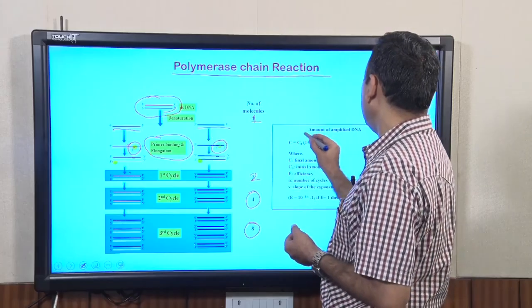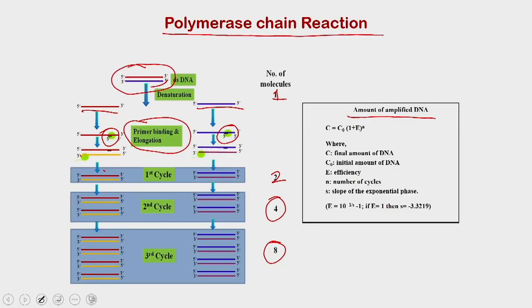Which means if you want to calculate how much amplified DNA you are going to get, the formula is C = C0 (1 + E)^n, where C is the final amount of DNA. Suppose you started with 10 nanograms of DNA, then you can calculate the amount of DNA you are going to get. The C0 is the initial amount of DNA you have used.